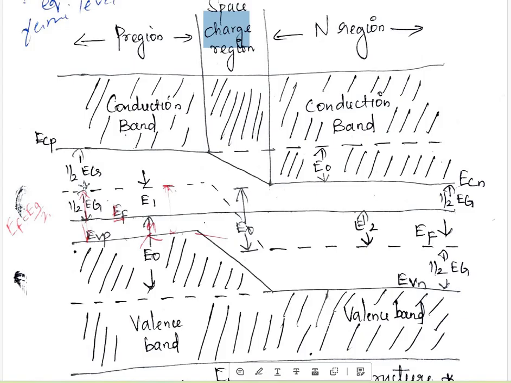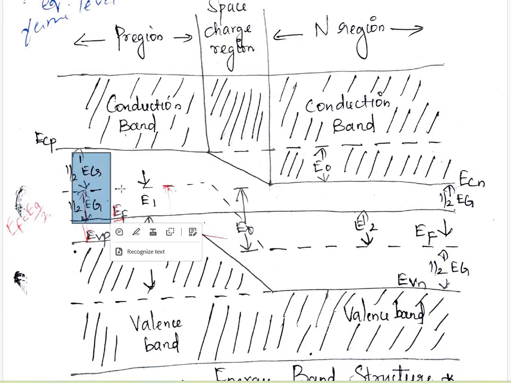This total gap is Eg, the forbidden energy gap. So this would be half Eg and the other half would be half Eg. The same for the other side as well. This dotted line is the exact center of the forbidden energy gap. From the dotted line to ECP is half Eg, and from the dotted line to the bottom, EVP, is half Eg. In the same way here, the dotted line to ECN is half Eg and the dotted line to EVN is half Eg.